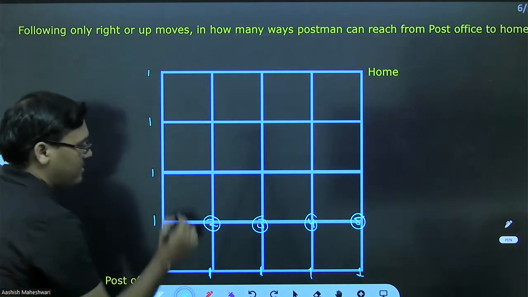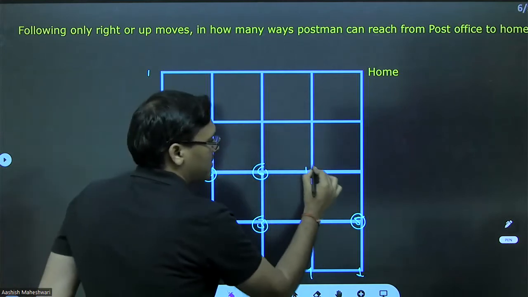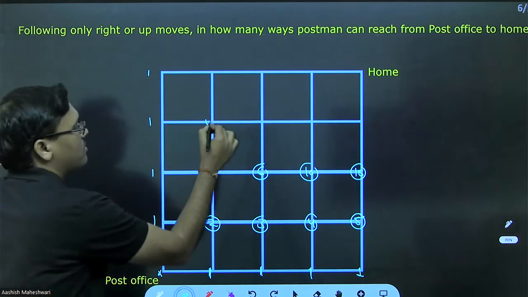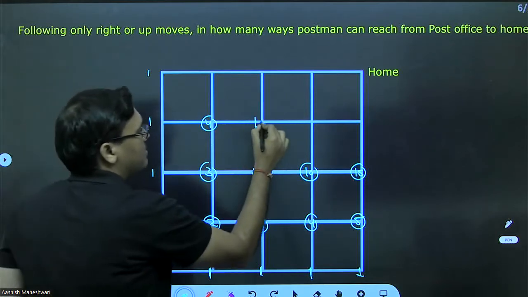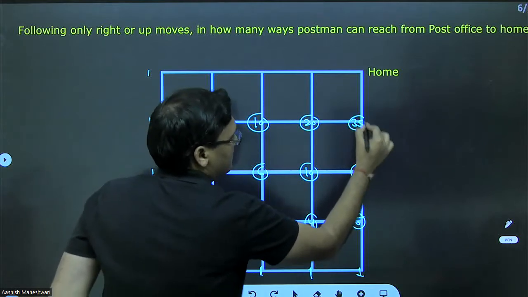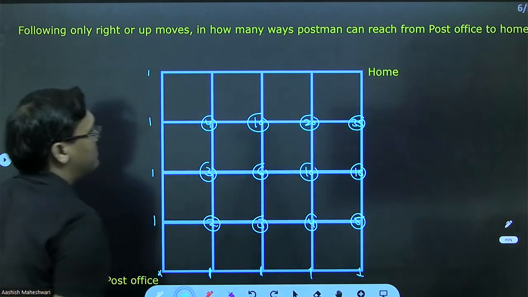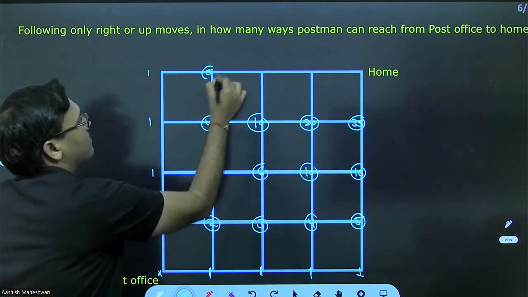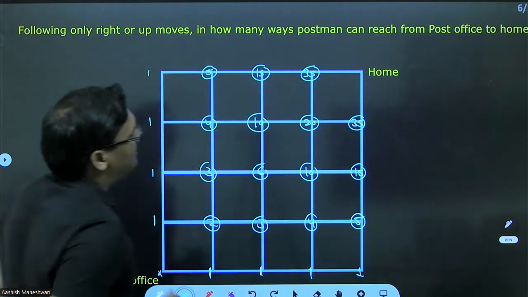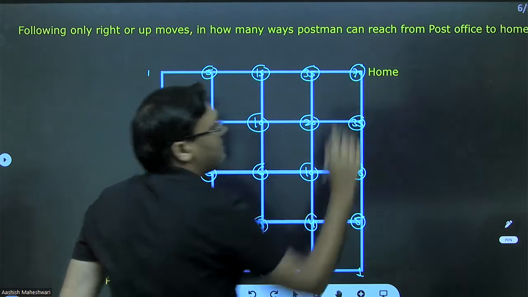Now you can easily write this, 2 plus 1, this is 3, 3 plus 3, this is 6, 6 plus 4, this is 10, 10 plus 5, that is 15. Similarly, this is 4, this is 10, this is 20, this is 35. You can see this is 15 plus 20, 35. So total number of ways to reach here, 35. Same. Now again, 5, 15, 35, right? Am I correct? Yes. So total number of ways here will be equal to 70.